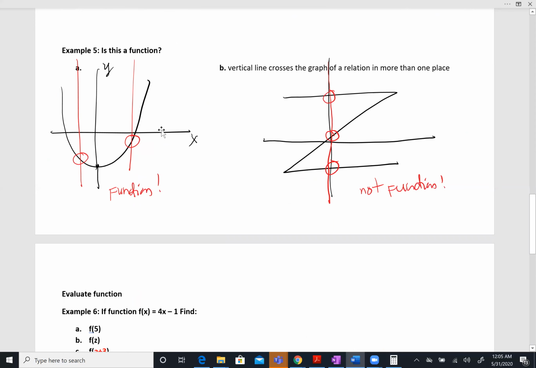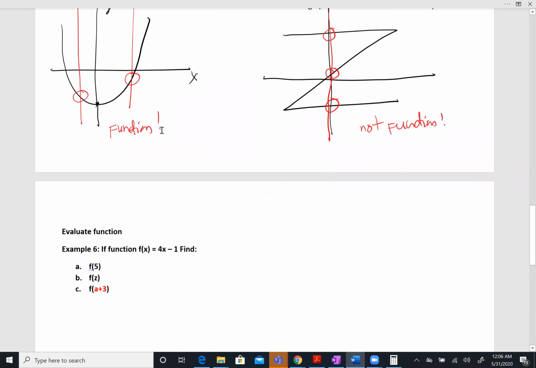In here, the graph for part A is also a parabola, but this is a vertical parabola. When I use vertical lines like this, I did use two vertical lines here, and I noticed that they cross only one place. So then I can claim that it is a function. But for part B, I noted that the vertical line crosses the graph of the relation in more than one place. So this is not a function.